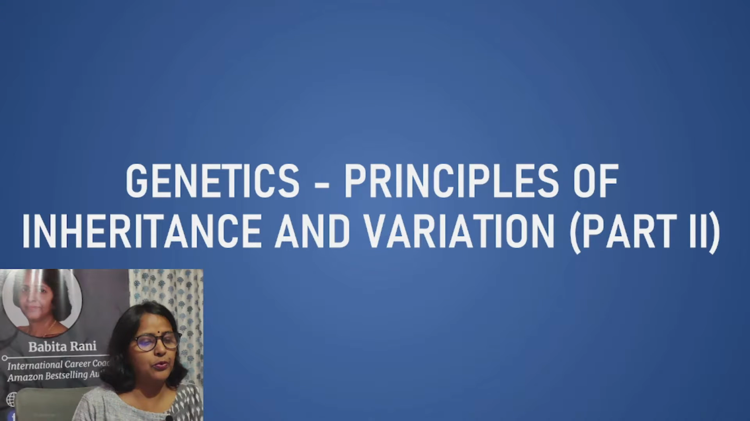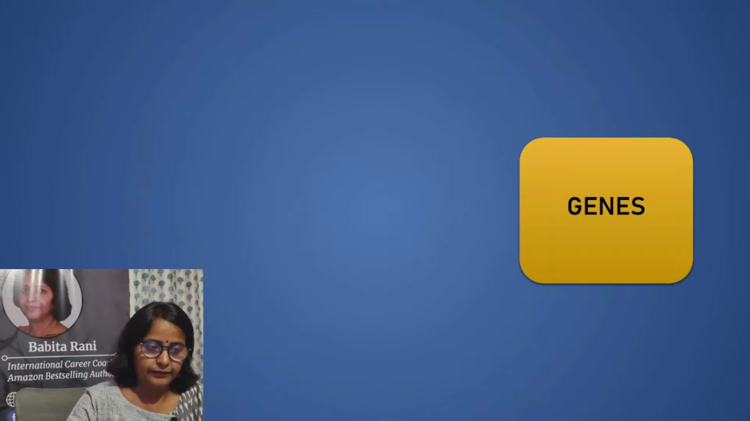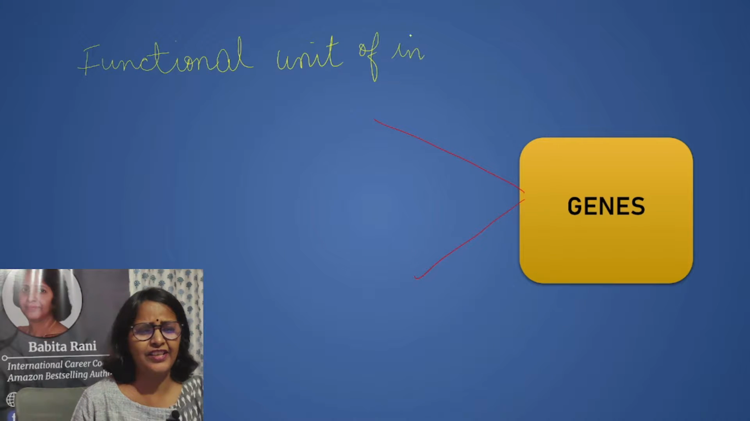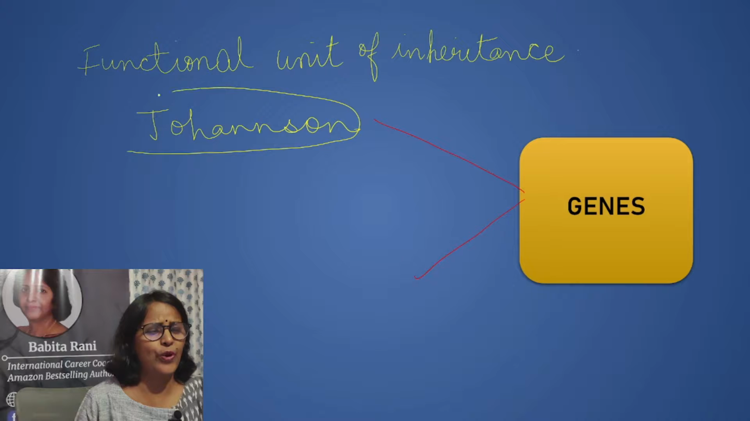Today we are going to discuss some important terms that we will use in this chapter invariably. The first one is genes. So, what are genes? They are the functional unit of inheritance. And for the first time, this term was given by Johansen. So, Johansen was the scientist who coined the term genes.